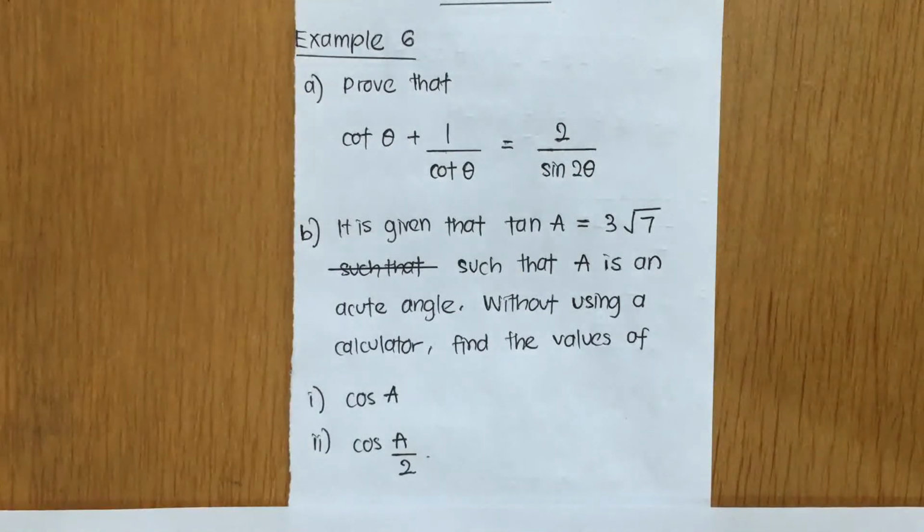For part B, it is given that tangent A is equal to 3 over 7 such that A is an acute angle. Without using a calculator, find the values of cos A and cos A over 2. So these are the respective questions.